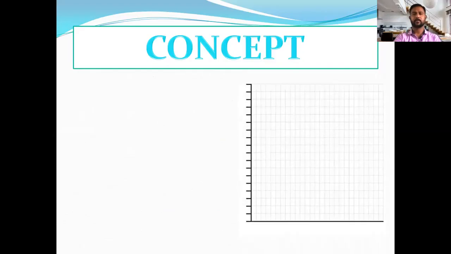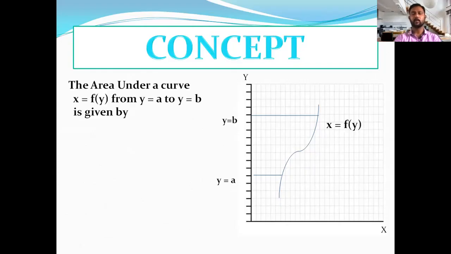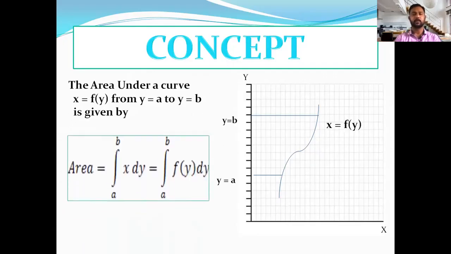On the other hand, consider this graph along y-axis whose equation is x is a function of y. We are considering the extremities y equal to a and y equal to b. Then we are going to find the area under this curve up to y-axis between the extremities y equal to a and y equal to b. Can you guess what it will be? Yes, the area is equal to integral a to b x dy, that is integral a to b f of y dy. These are the main two concepts in this chapter.